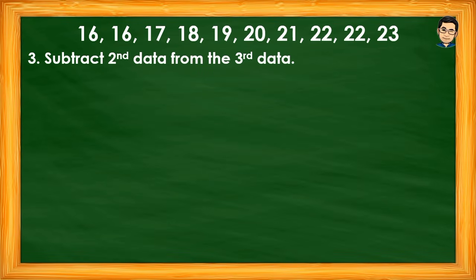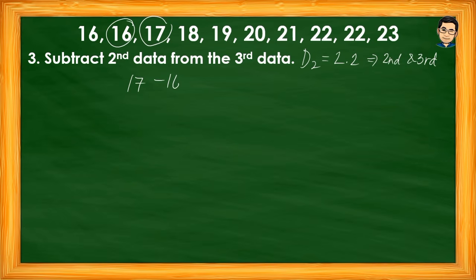Now, subtract the second data from the third data. Okay, so yung exact position ng D sub 2 ay 2.2. Nasa pagitan po yun ng second and third. So, based from the given data, yung value ng second and third data are 16 and 17 respectively. So, pagsusubtract natin yon. So, isusubtract natin yung second data, which is 16, sa third data, which is 17. So, that is 17 minus 16 equals 1.